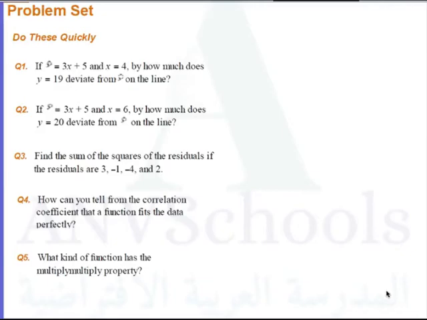Now let us do some problem sets. And these problem sets from 1 to 5 are modeled to be answered in a few minutes.